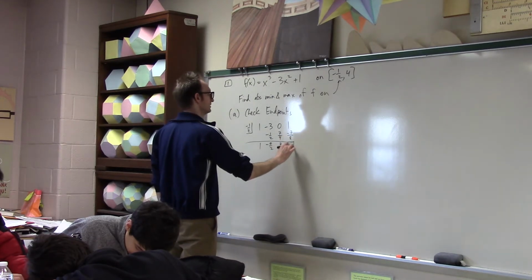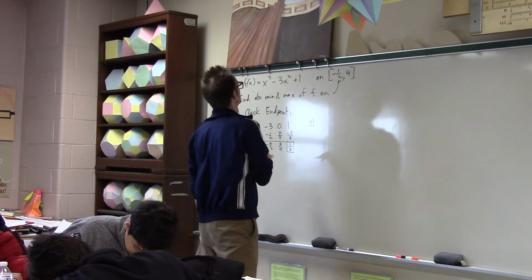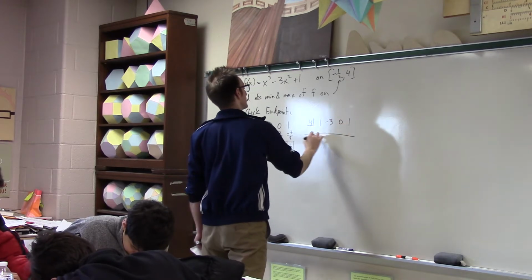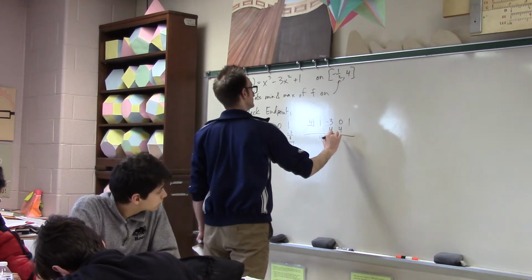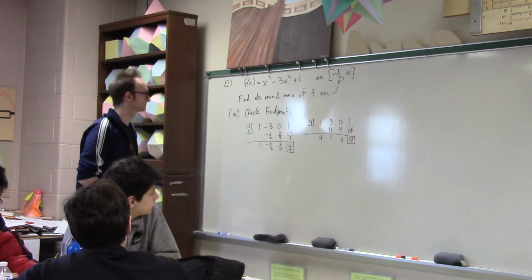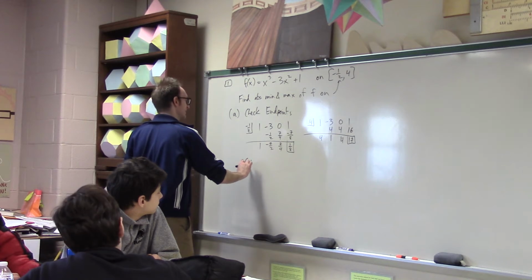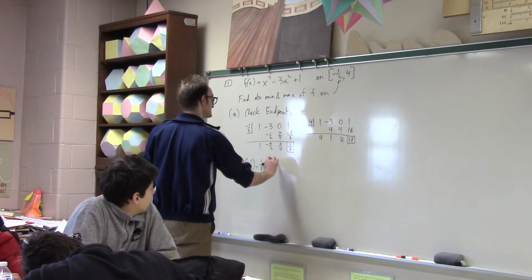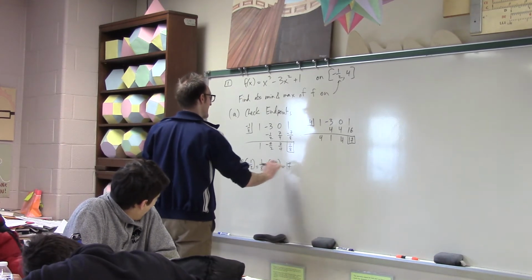Did you get 1/8? Yep. Okay, so step 1. F of -1/2 is 1/8, and f of 4 is 17. All right, so those are important facts.